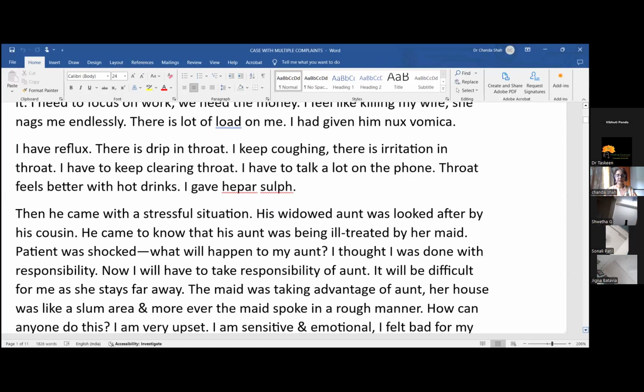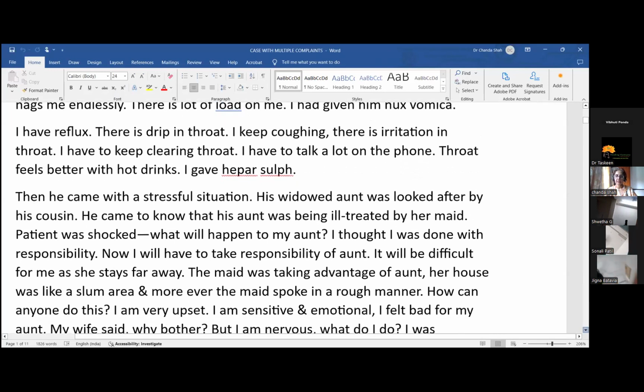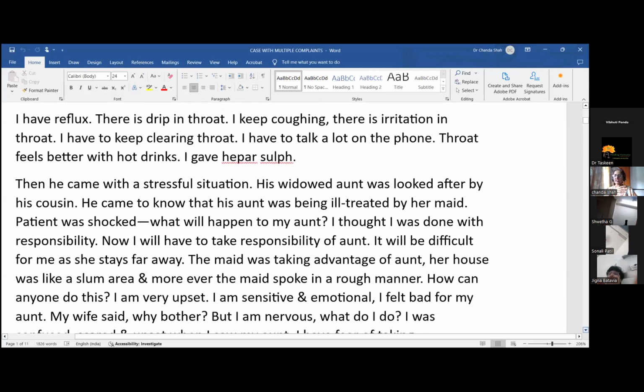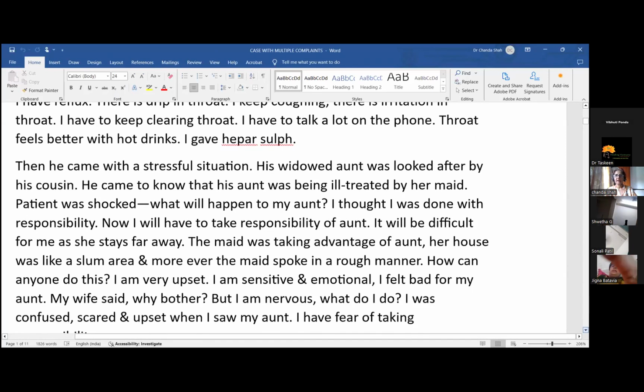He said it will be difficult for me as she stays far away. The maid was taking advantage of the aunt. Her house was like a slum area. And moreover, the maid spoke to my patient in a very rough manner. Okay. So he was very shaken up, saying, how can anyone do this? I'm very upset. I'm very sensitive and emotional. I felt bad for my aunt.